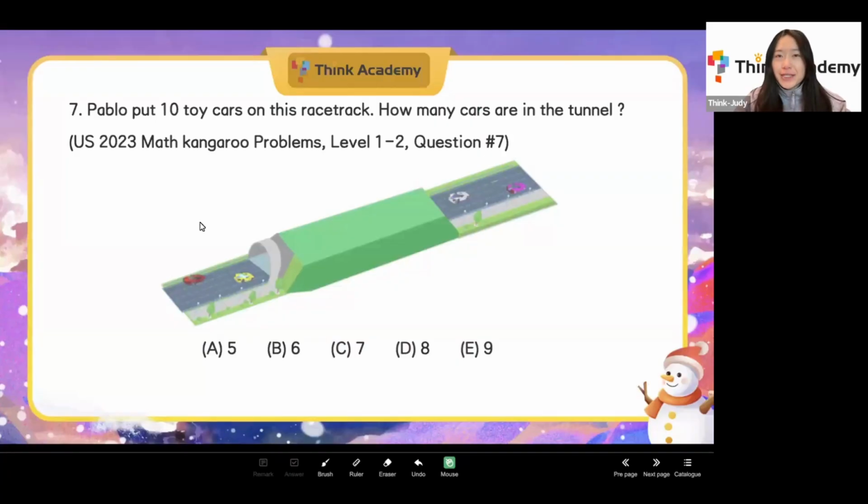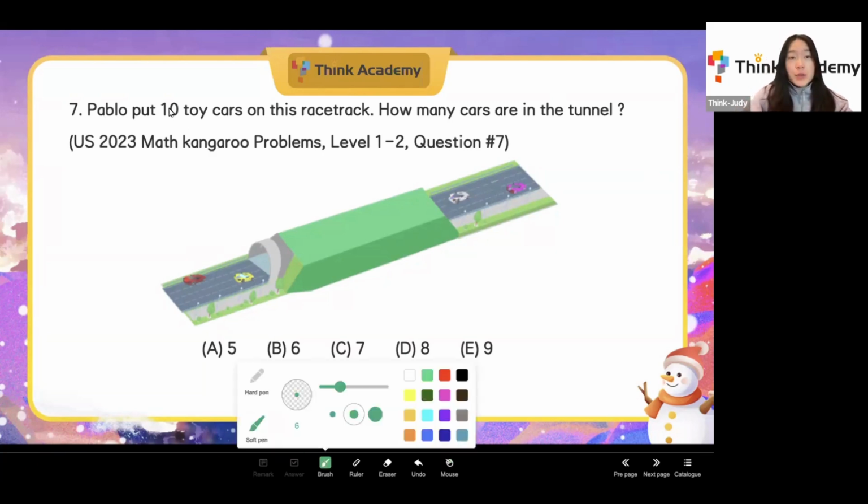All right, everyone. So now we're gonna move on to question 7. Let's first read the question. Pablo put 10 toy cars on this racetrack. How many cars are there in the tunnel? So for this question, we need to circle the important numbers as well.